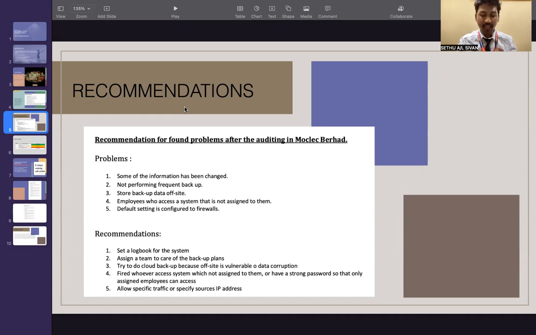Many businesses have many kinds of systems, and many teams are split around to do certain tasks. To be safer, either we fire those who go into other people's systems, or employees should have a strong password to keep the data and the project safe. Next, allow only specific traffic or specific source IP addresses. So these are the 5 recommendations my fellow teammate and I gave as solutions to the problems.